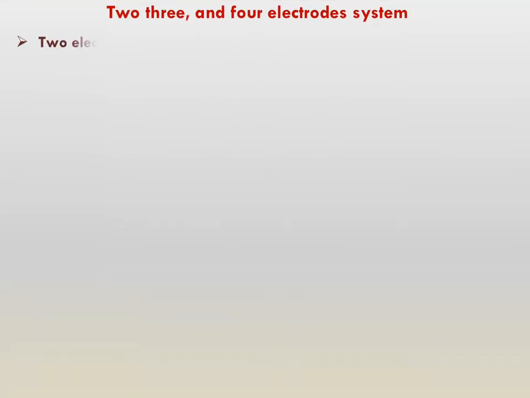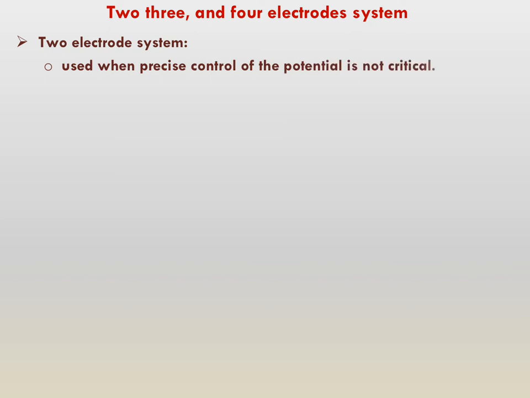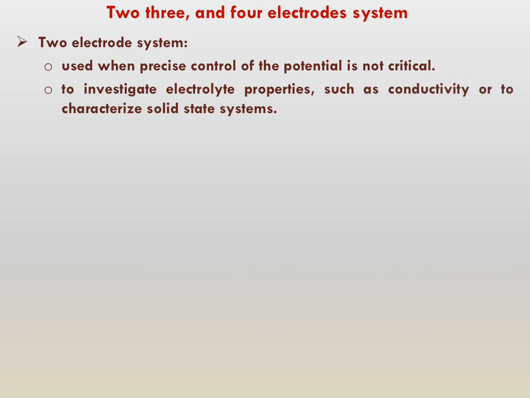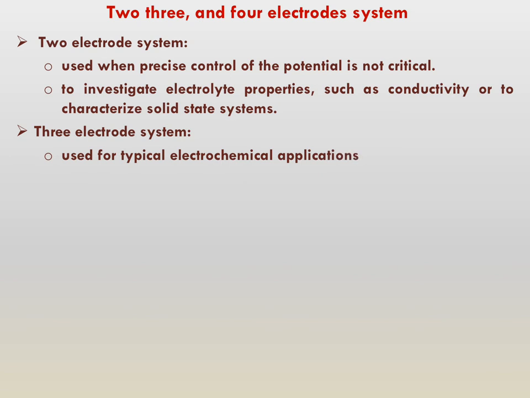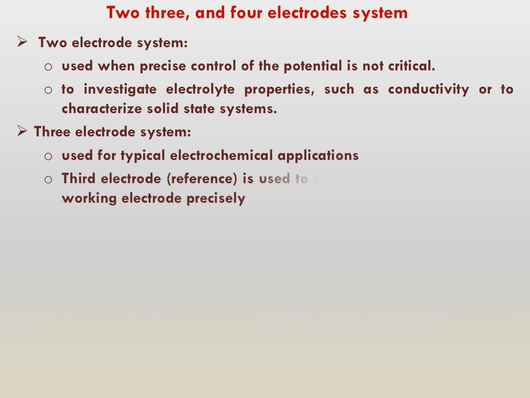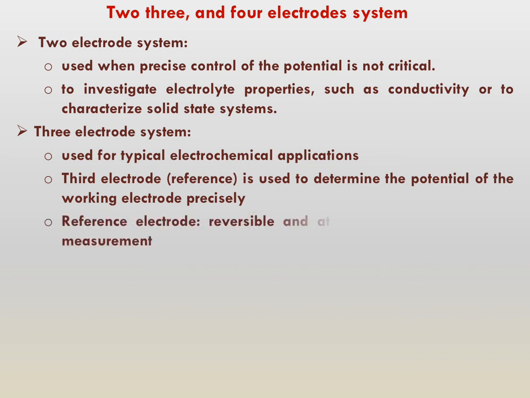Now let's talk about how many types of impedance systems can be measured. For example, impedance can be measured by 2 electrode, 3 electrode and 4 electrode systems. It depends on the sample. A 2 electrode system is normally used when precise control of the potential is not critical. It is used to investigate electrolyte properties such as conductivity or to characterize solid state systems.